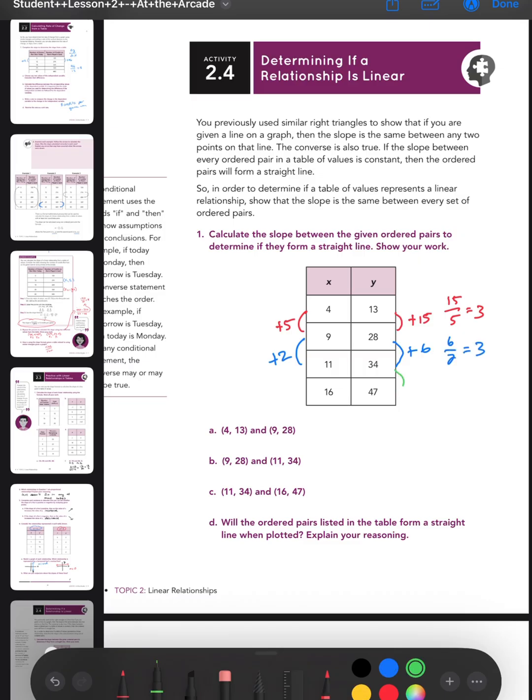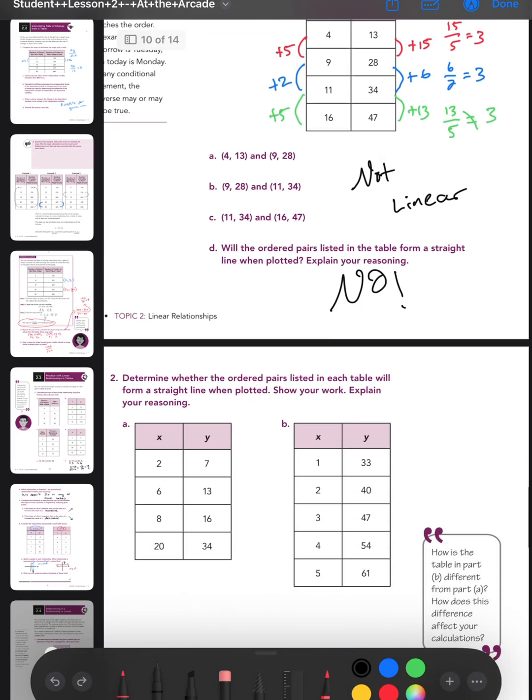And then for the last row, 34 to 47 is up 13, 11 to 16 is up 5. And we're going to see that that gives us 13 over 5. That does not equal 3 like the other two. So this is not linear. It has to be the same for any two points in that graph. So D, will the ordered pairs listed in the table form a straight line? No, it is not linear, so we're not going to get a straight line out of that. Okay, so checking a couple more examples like those on the next page.